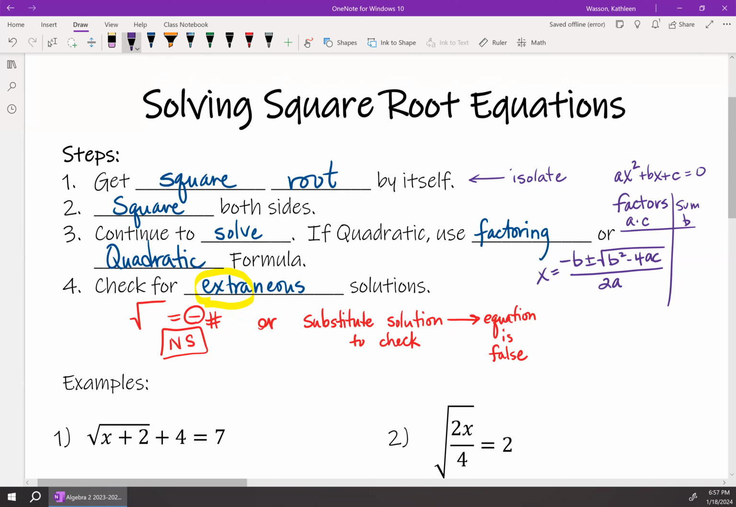And check your solutions. We're looking to see if you have extraneous solutions, which are extra. That happens when you isolate your square root and it's equal to a negative number. That won't ever work out. You could just stop right there. It's no solution. Or if you substitute your solution into the original equation to check and the equation is false, then that solution would be considered extraneous. It's extra.